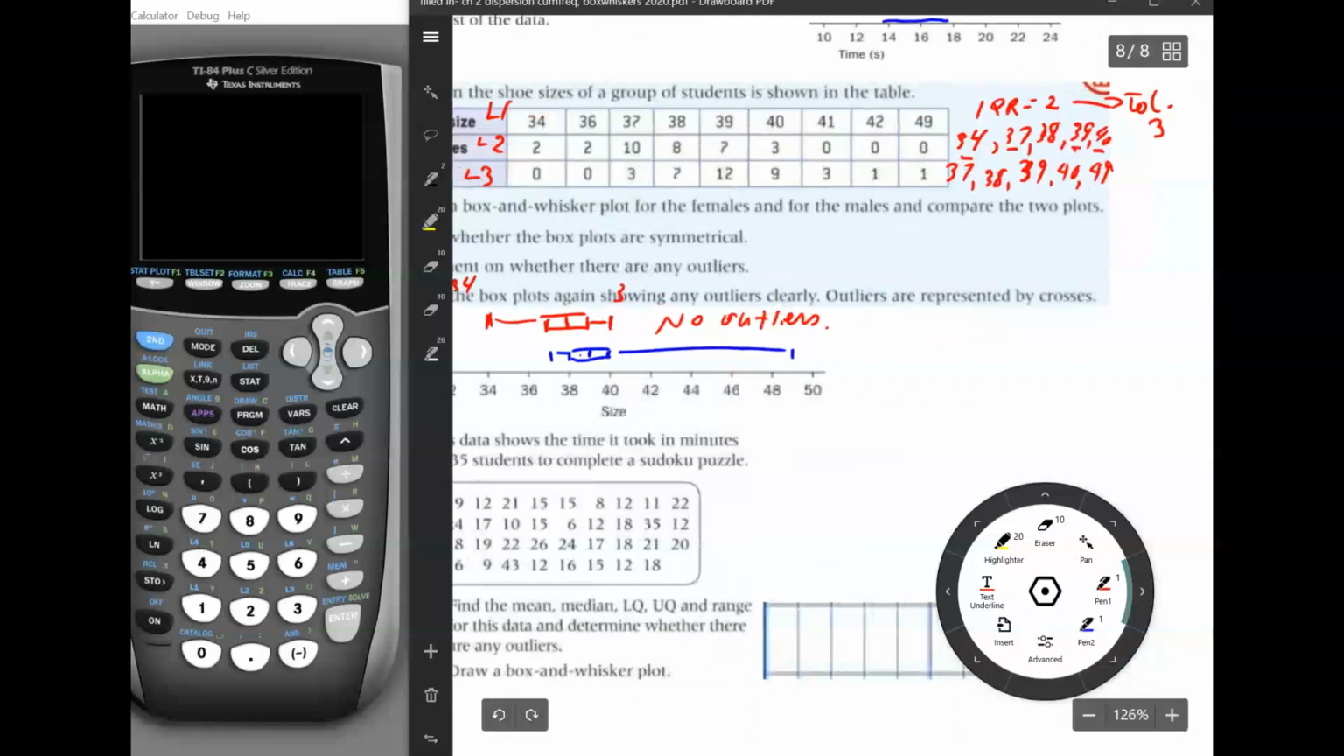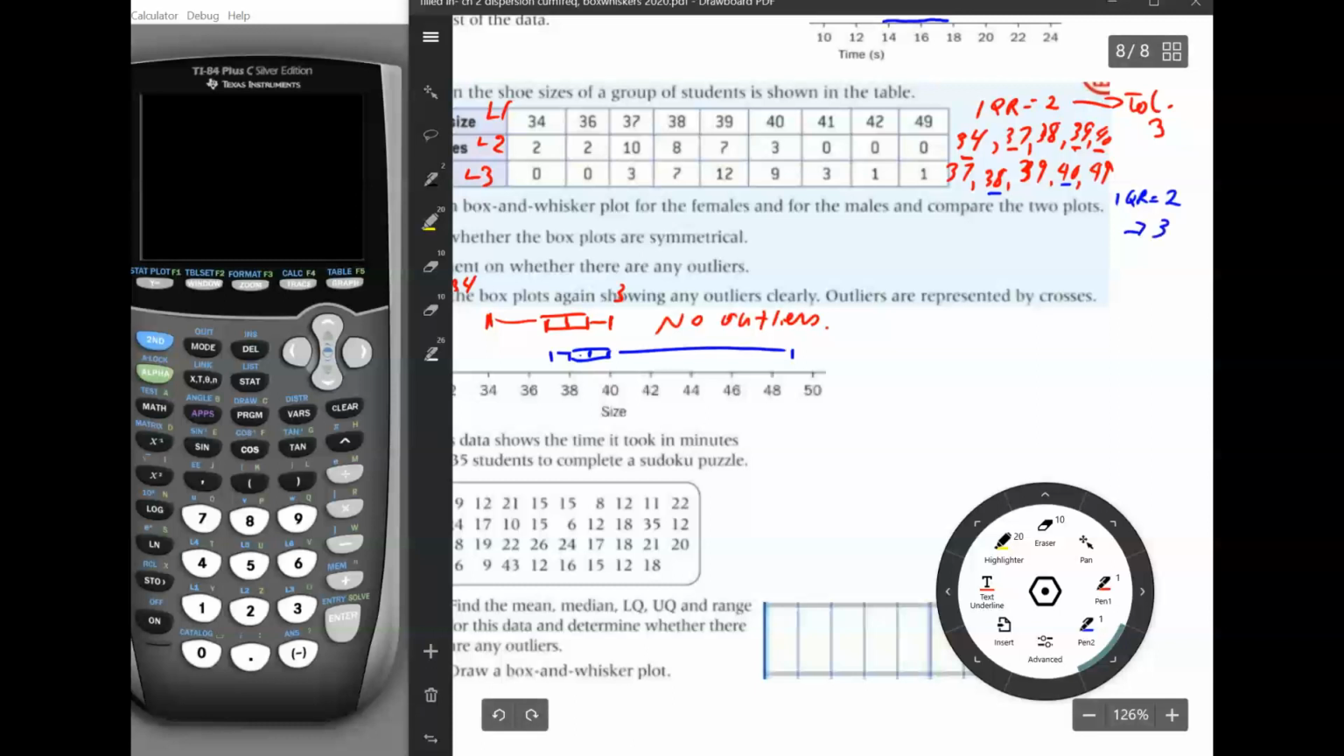So for the blue distribution, we do the same thing. We take our Q1, which is 38, and our Q3, which is 40. We take our upper quartile and our lower quartile, and we subtract them. It gives us an IQR of 2 also. And then again, how do we find the tolerance? We multiply 2 times 1.5, which gives us 3.